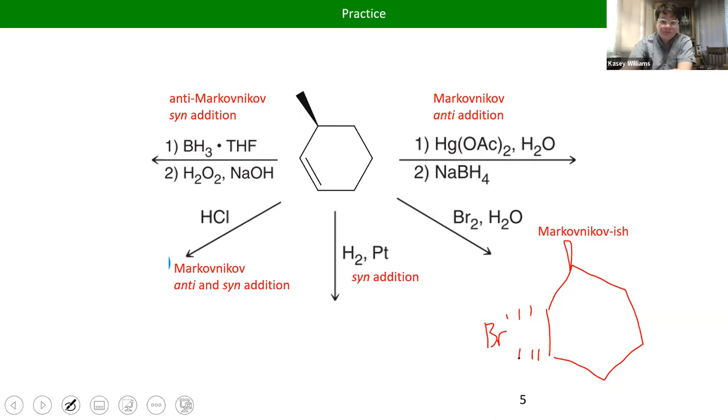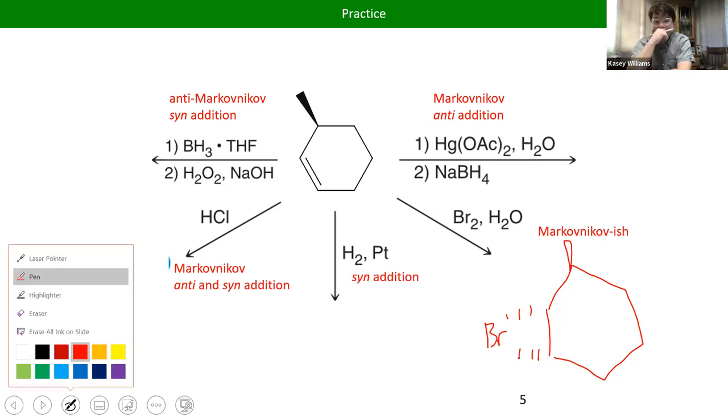So the bromine is going to be far more likely to go to the trans position relative to the methyl group. And then our OH is going to come in here and break one of these bonds.